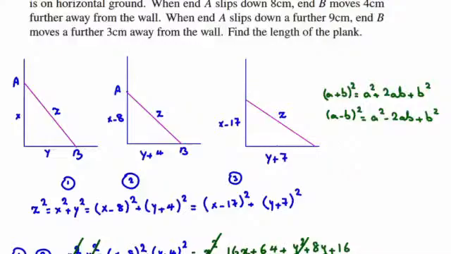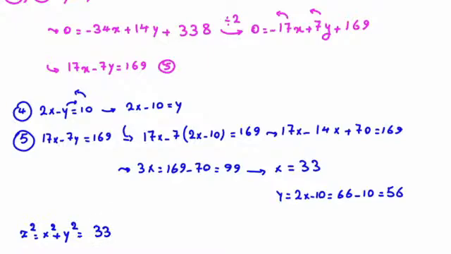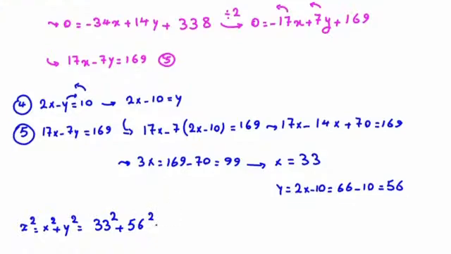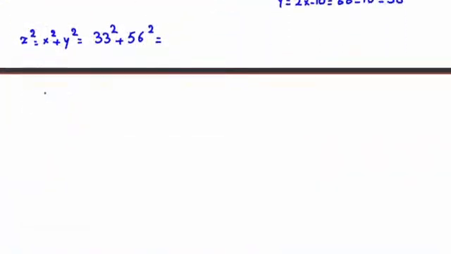z squared is x squared plus y squared. So it will be 33 squared plus 56 squared, and we want to find the square root of that. Okay, let's calculate on a new page.